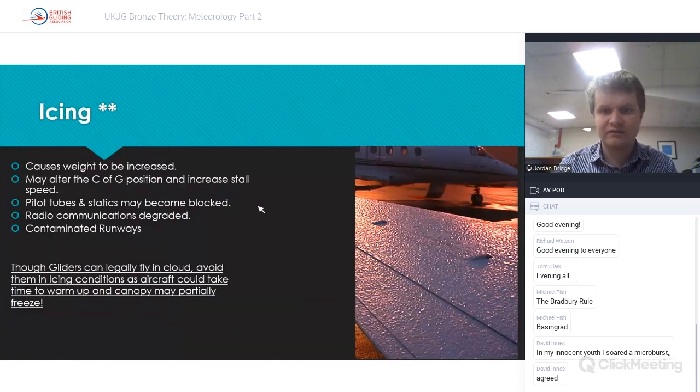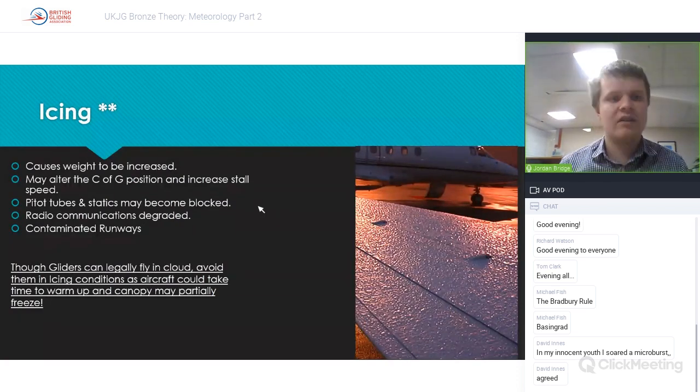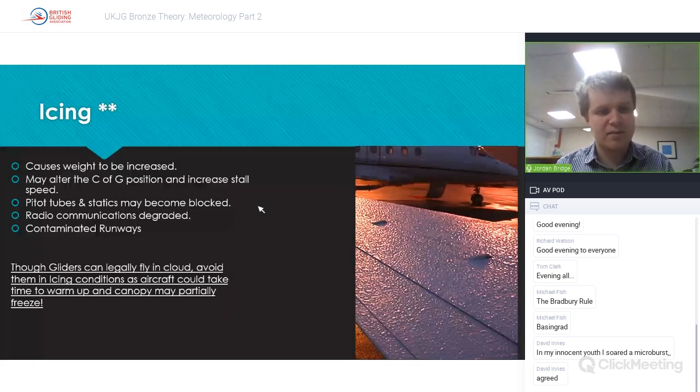Okay, icing. Icing generally will cause weight to be increased. If you've got a load of ice on the tail, it may put a big weight on there. And of course, again, it will increase the stall speed, as you can see on something like that wing there. It's not going to be very laminar. Again, the instruments may become blocked, radio communications may become a bit harder, and the runways become a bit more slippery, aka contaminated too.